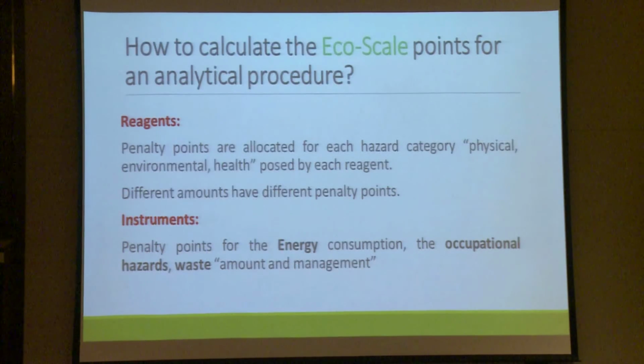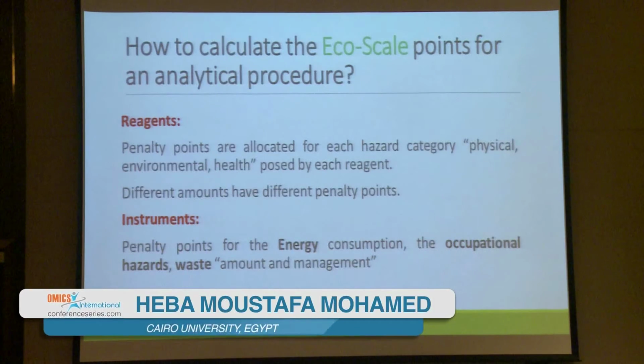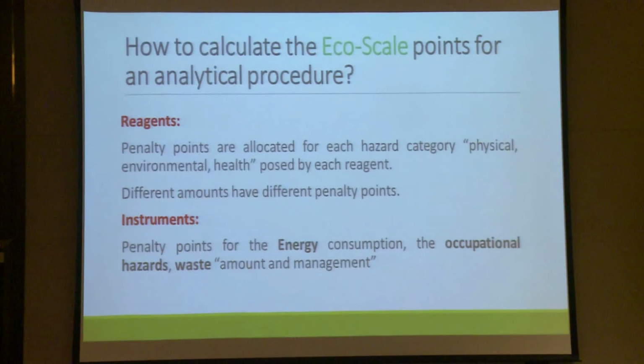So how do we calculate the eco-scale? For reagents, we allocate a penalty point, and for the penalty point we regard the category of the reagent we use. Each reagent we are using in our labs has a safety data sheet, which has pictograms on these bottles. These pictograms indicate the hazards, whether it's toxic, inflammable, whatever it is. Also, we consider the amount of the used reagent, so its type or nature and the amount used.